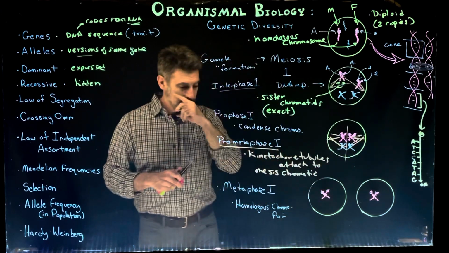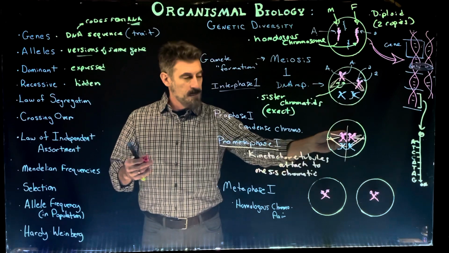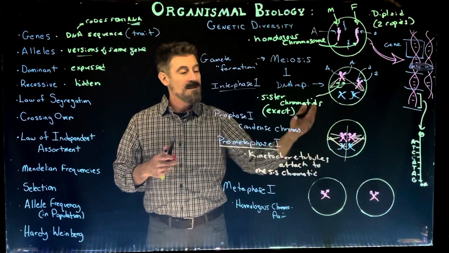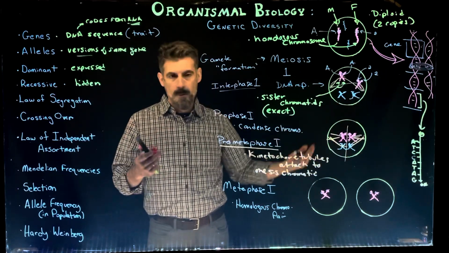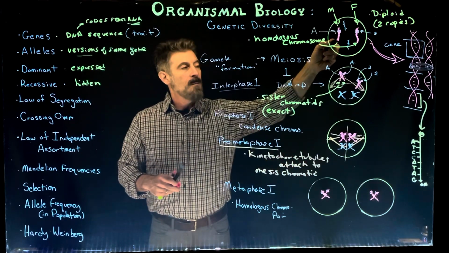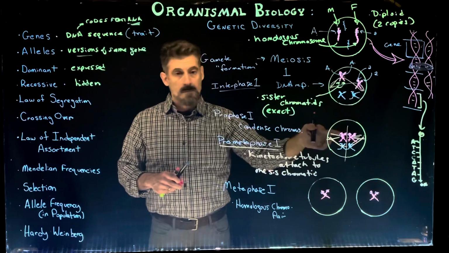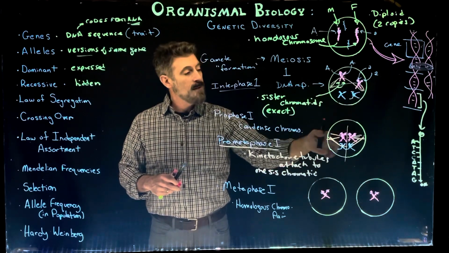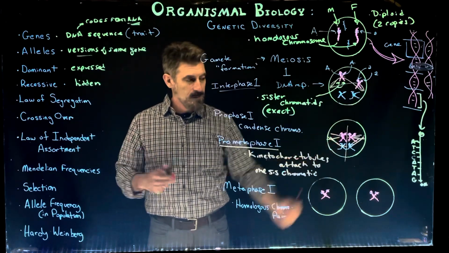Okay, so that's the idea. These pink ones are homologous chromosomes. They have the same genes on them. This blue one here also represents homologous chromosomes having the same genes on them. One of them is from the mother, one of them is from the father, and then we have duplicated them through DNA replication, so they're sister chromatids, so there's double the amount.